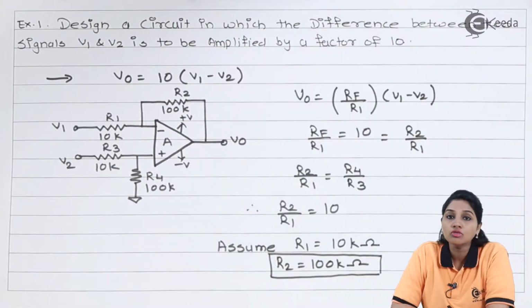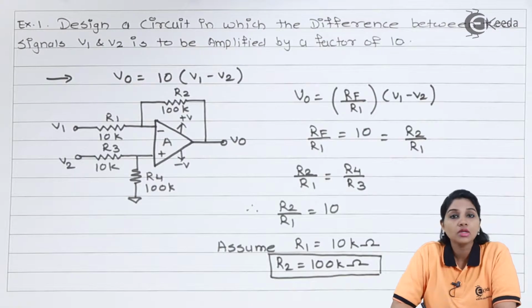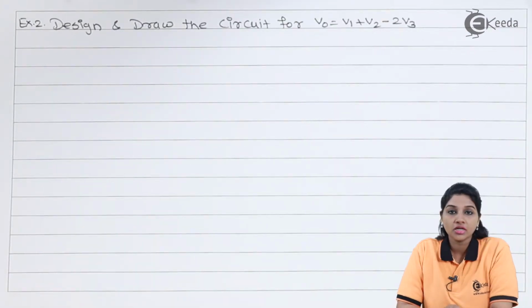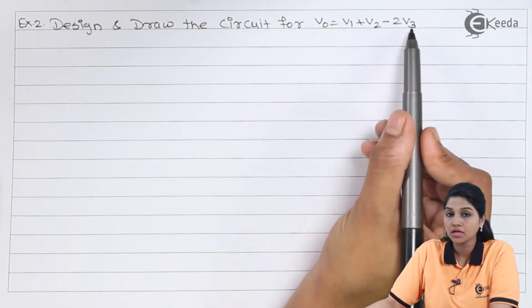So in this way, by using the output equation or a gain factor, we can easily calculate the values of resistors that can be used in the difference amplifier so that we can get the desired output as required in the problem. Now let's move to the next problem. The statement of the next problem is design and draw circuit for VO equals to V1 plus V2 minus 2V3.